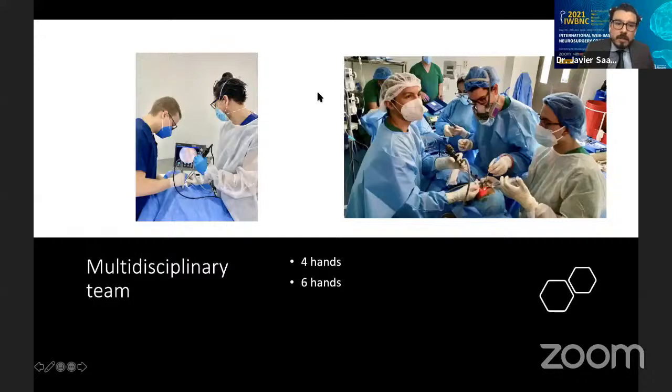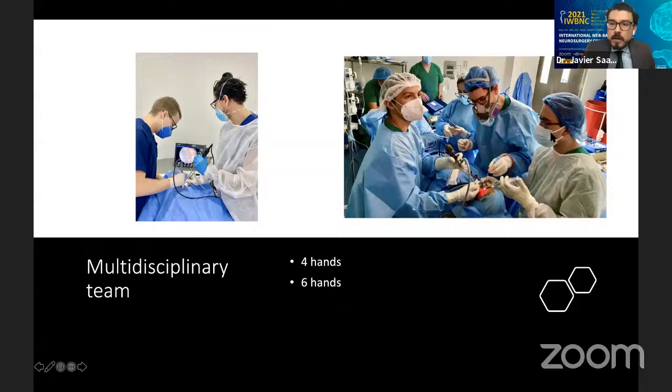We operate with a multidisciplinary team composed mainly of oculoplastic surgeons. You know, we neurosurgeons are not familiarized with orbit surgery, and ophthalmologists are not familiarized either. So you usually have to find an oculoplastic surgeon that's used to these types of approaches. And you can do the surgery with one assistant or two assistants. It means 4 hands or 6 hands.